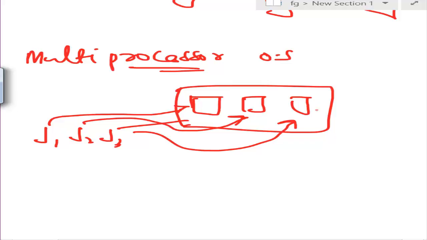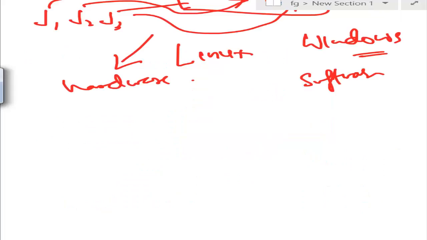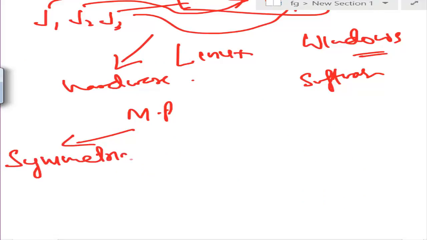So in multiprocessor we have multiple processors working together. Examples of multiprocessing OSs are Linux, and also Windows. Now we saw multiprogramming and we saw multitasking. They do the things in software, but multiprocessor does the same thing in hardware. That's the difference. Now multiprocessing systems can be either symmetric or asymmetric.